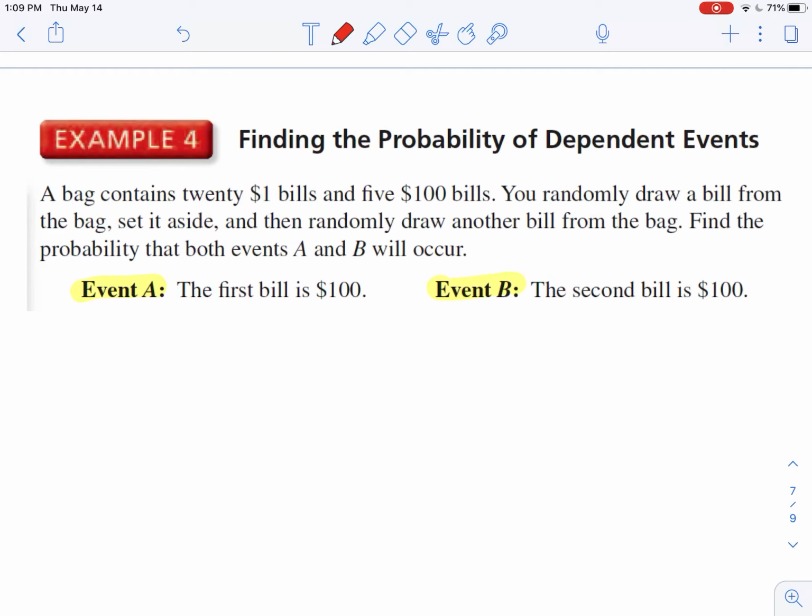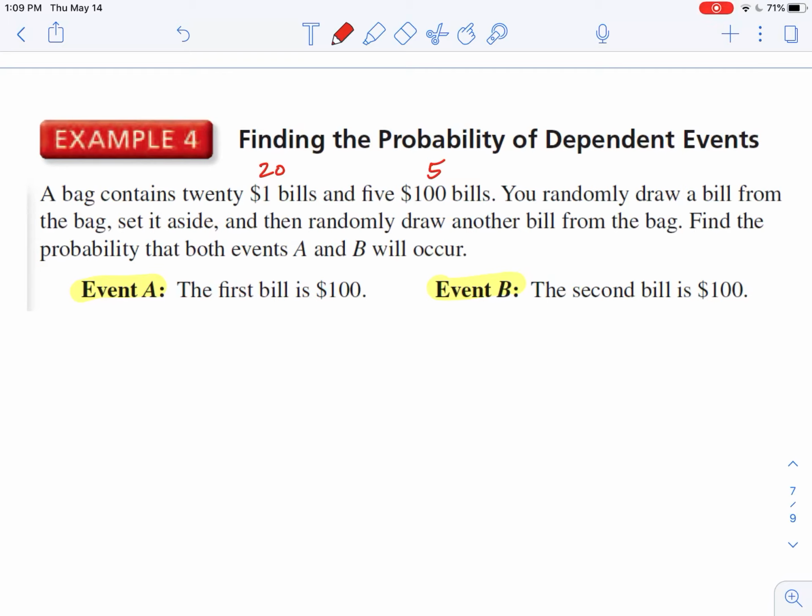So let's talk about this then. If we feel like these events are dependent, it sort of feels like that they are. Now, we aren't going to write out the sample space for this because we would really have a lot of options. We have 20 options for $1 bills. We have 5 options for $100 bills. We actually have 100 different outcomes for this particular problem. Meaning we could get a 1 and 100, we could get a 1 and 100 because we have 20 different ones. Each of those is counted as a separate outcome.